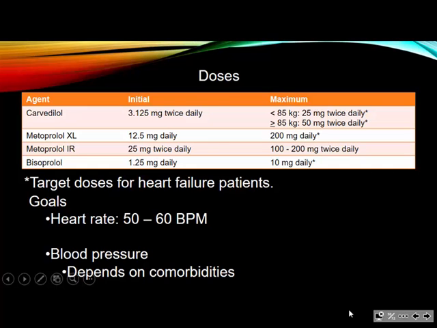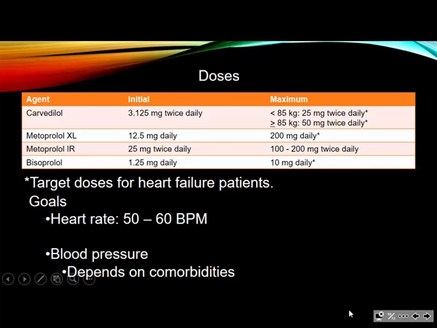For the patients with stable angina or for patients with acute coronary syndrome, we also look at their heart rate, and this is our target heart rate for those patients, 50 to 60 beats per minute. Why do you think we want such a low heart rate? What's that? Lowers demand. Yep.